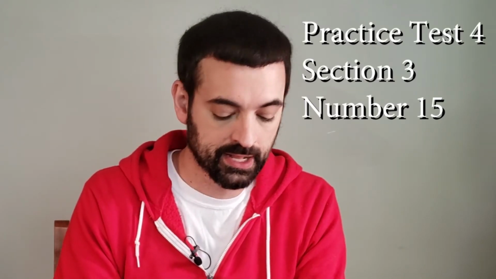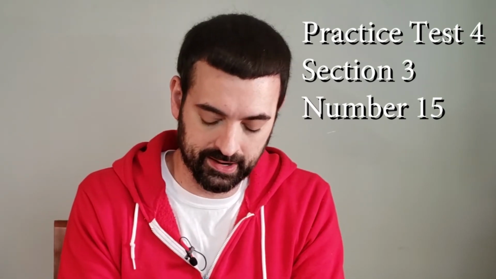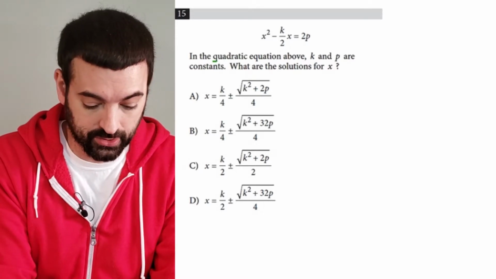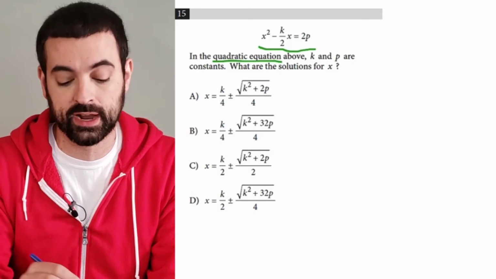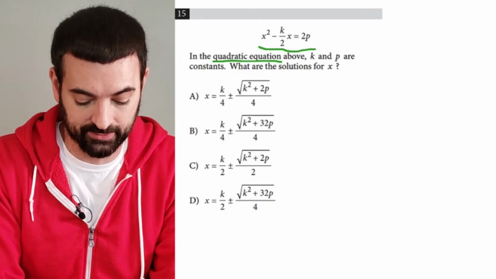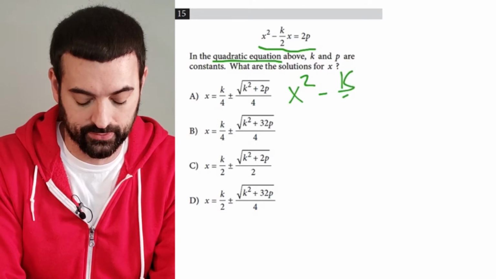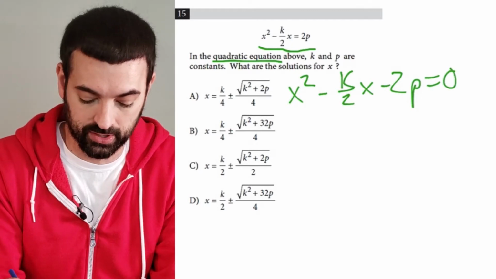Let's do one more. This is test 4, section 3, number 15. This really terrifies students. It shows up late, and it's a difficult question. It says that it's a quadratic equation, but the equation that they give us is not in that ax squared plus bx equals c form. So we have to start by subtracting 2p from both sides, and we should actually be working with x squared minus k over 2x minus 2p equals 0.